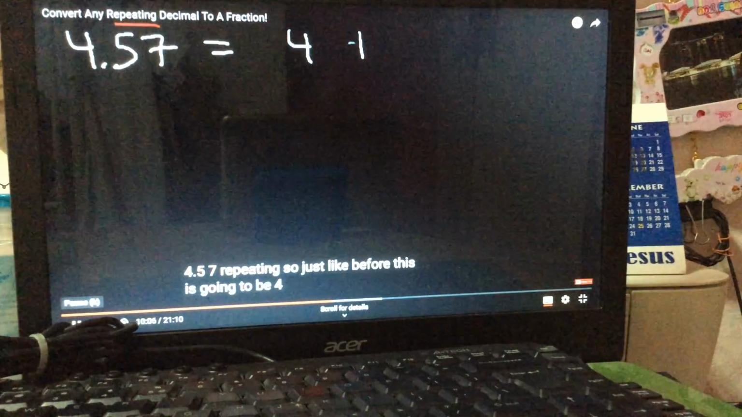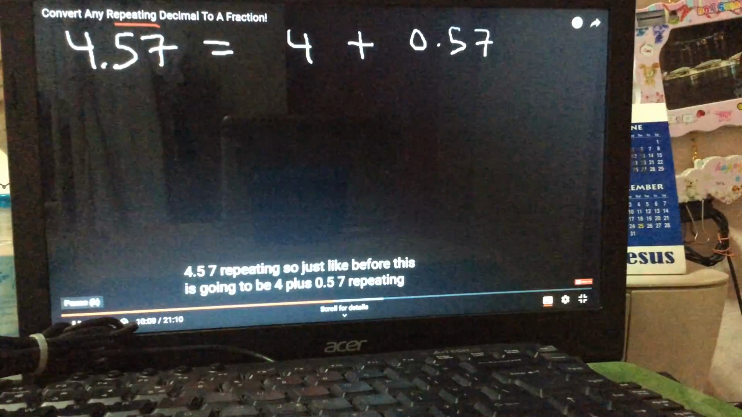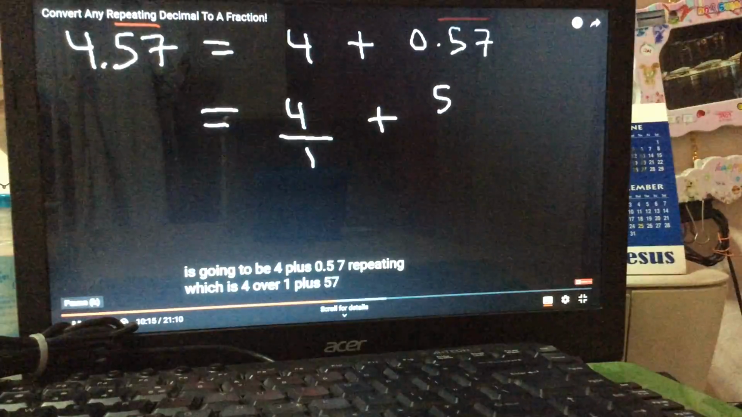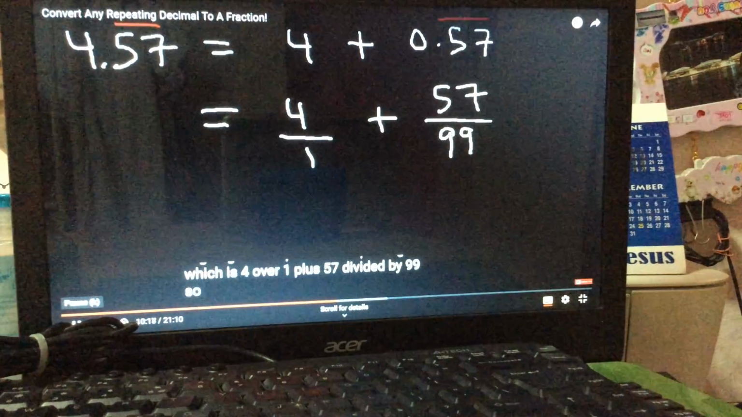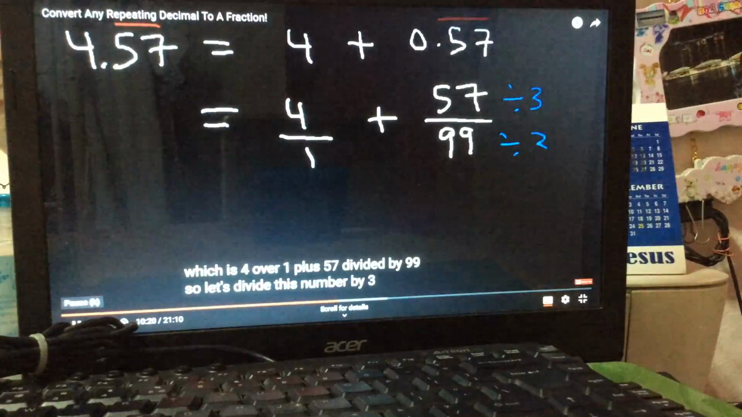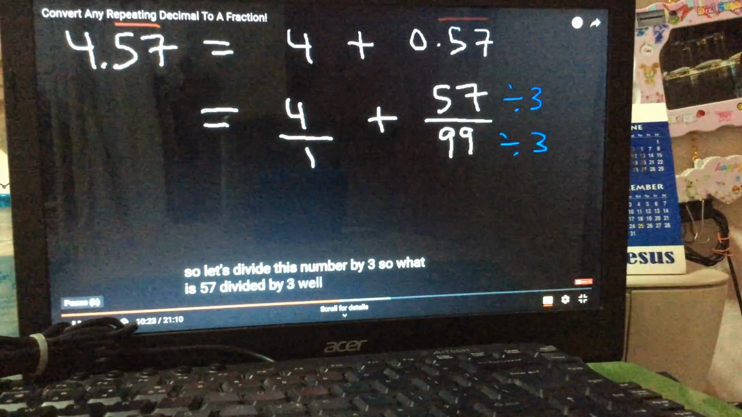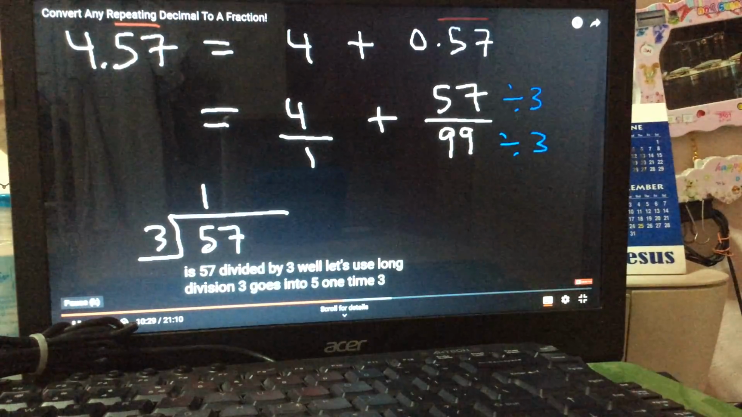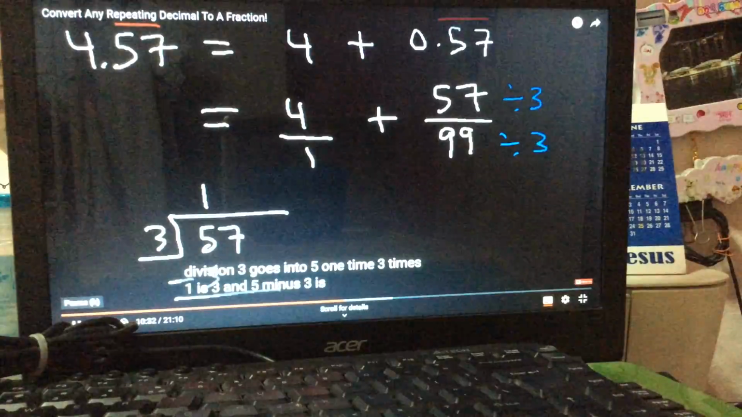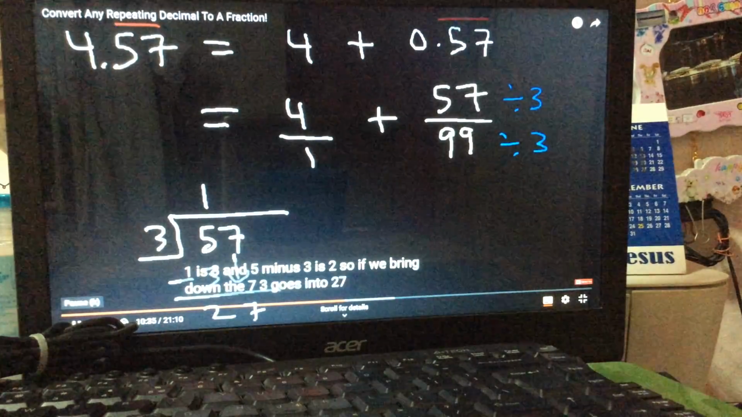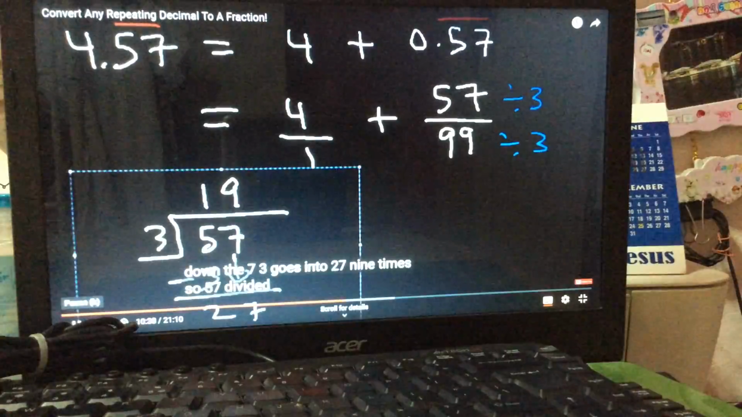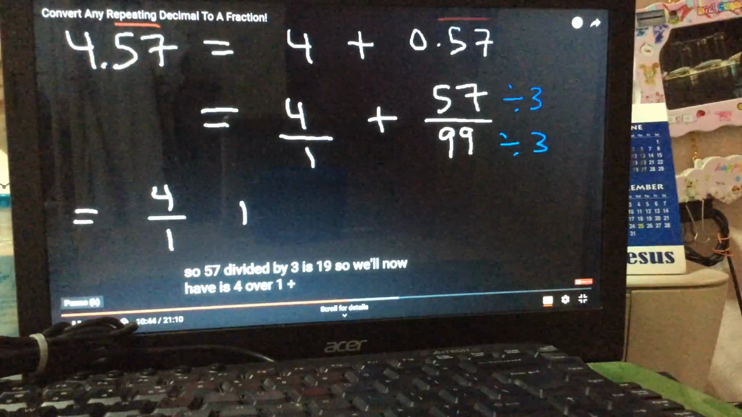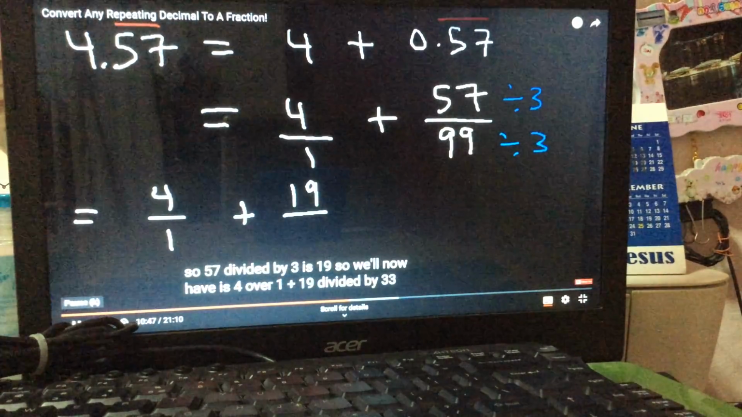So just like before, this is going to be 4 plus 0.57 repeating, which is 4 over 1 plus 57 divided by 99. So let's divide this number by 3. So what is 57 divided by 3? Well, let's use long division. 3 goes into 5 one time. 3 times 1 is 3, and 5 minus 3 is 2. So if you bring down the 7, 3 goes into 27 9 times. So 57 divided by 3 is 19. So what we now have is 4 over 1 plus 19 divided by 33.